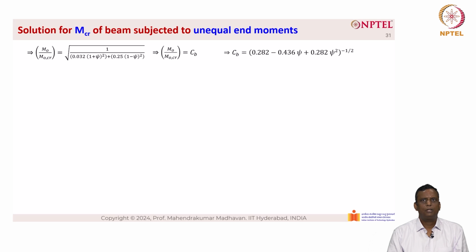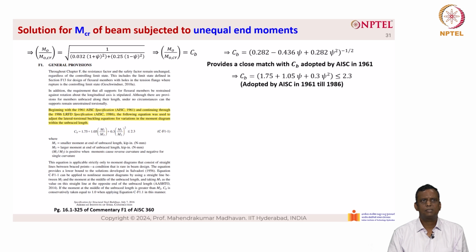So this m naught by m critical equal to C sub B, and C sub B equal to 0.282 minus 0.436 into psi plus 0.282 into psi square, power minus half. So this provides a close match with C sub B adopted by AISC in 1961. So the general provisions of AISC are given on the left hand side. So the C sub B as per AISC is equal to 1.75 plus 1.05 into psi plus 0.3 into psi square, which should be less than or equal to 2.3. This was adopted by AISC from 1961 till 1986.